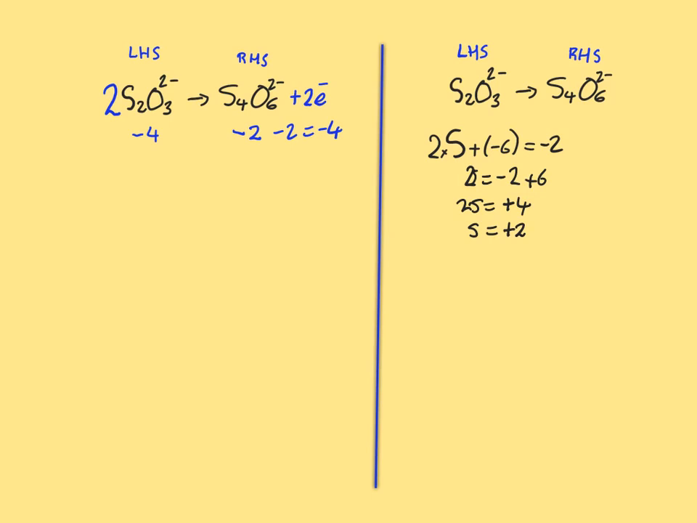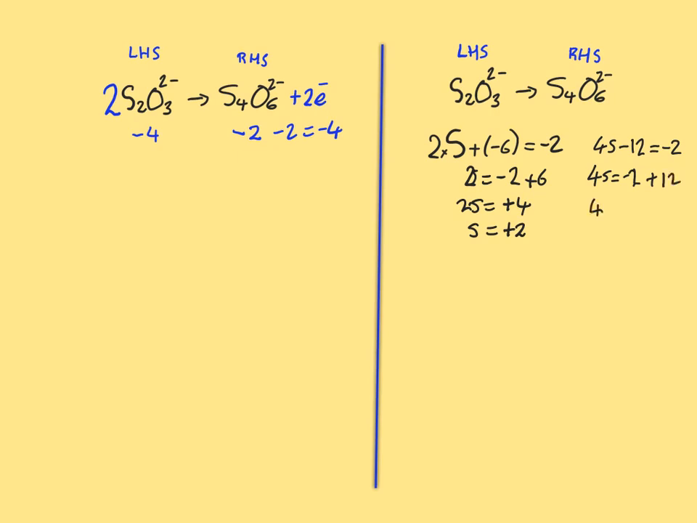Now in the S4O6, again we've got 4 lots of sulfur and 6 lots of oxygen, so that's -12, each oxygen having an oxidation state of -2. So 4 lots of sulfur equals -2 plus 12.